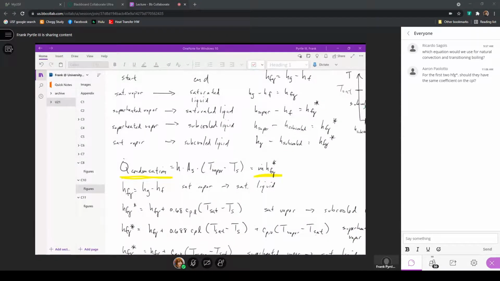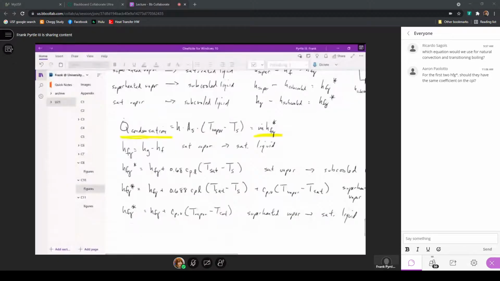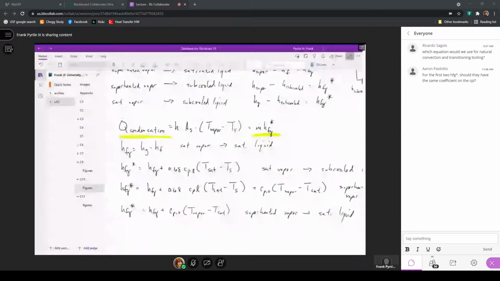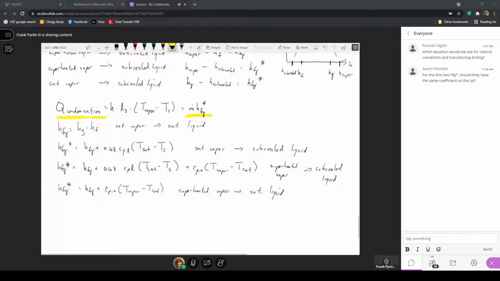For the first two agents, should they have the same coefficient on C sub PL? Yes, they were both 0.68. Oops, yeah, I just wrote 8 twice here. They're both just 0.68 times C sub PL.